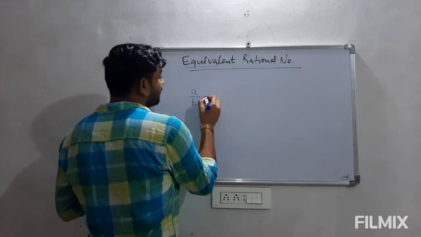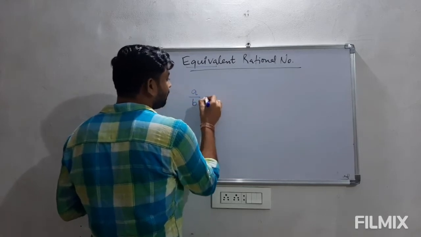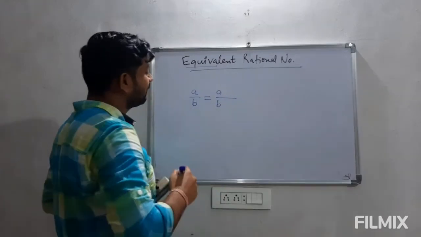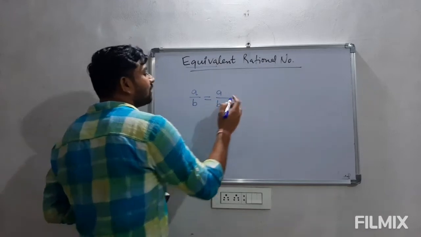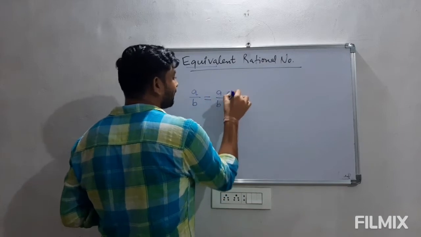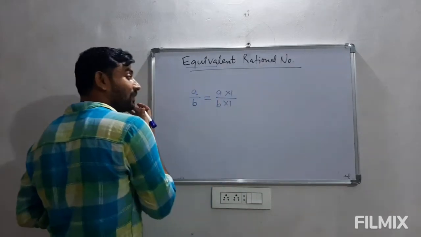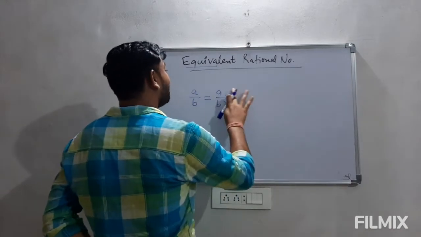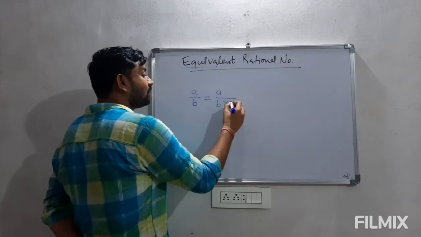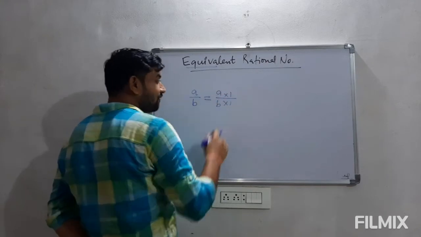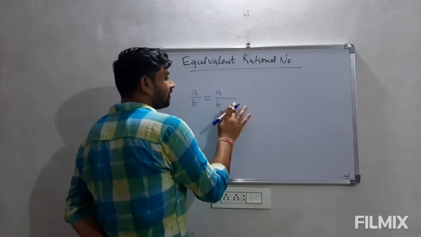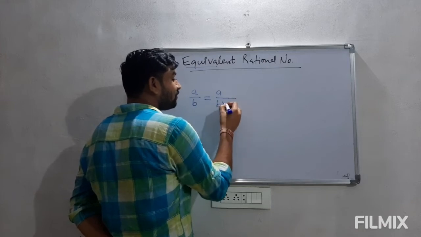For calculation of an equivalent rational number, we simply multiply by integers, but it is better to multiply by natural numbers here. If we multiply by 1 in both numerator and denominator, we get the same number again, so this is not required here. So we will start with 2.